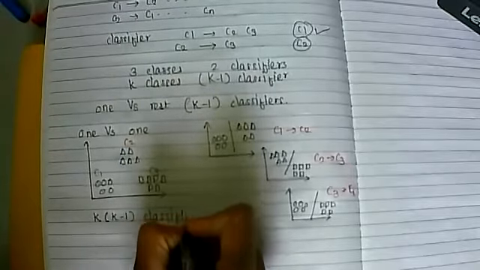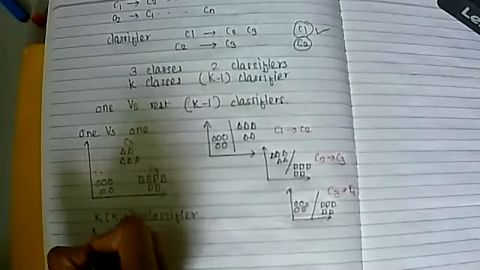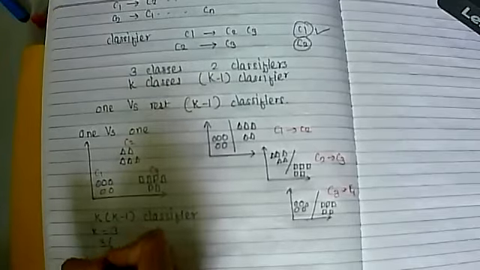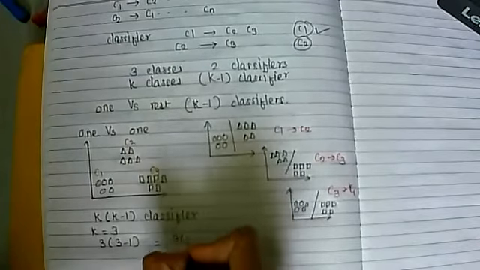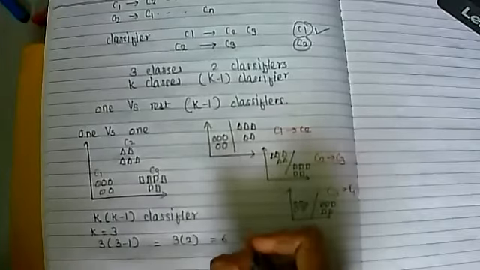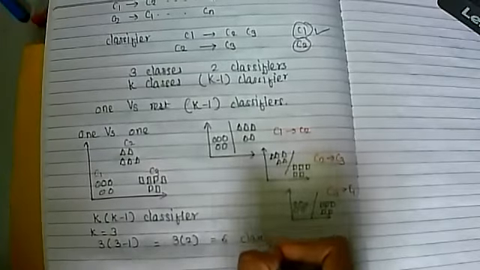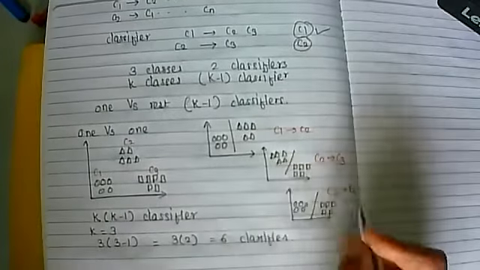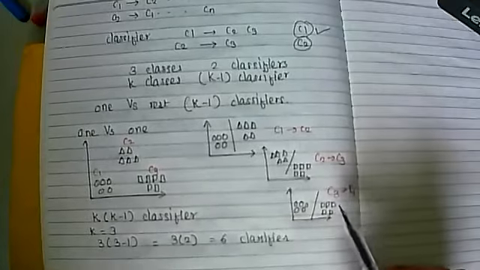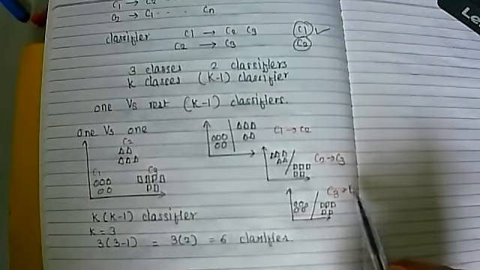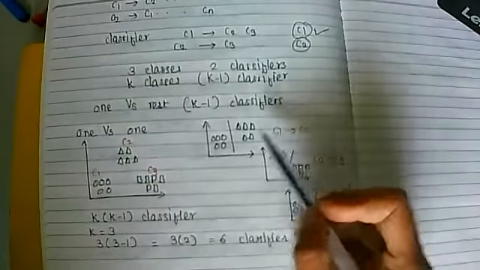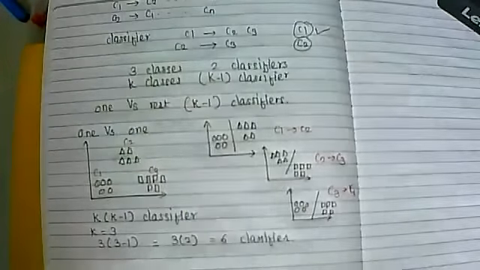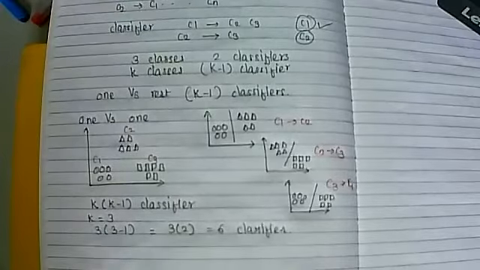Okay. Now in our case, for the 3 classes, the k value is 3. So 3 into 3 minus 1 equals 3 into 2, which requires 6 classifiers. Why 6 classifiers? Because C3, C1 can be treated as C1, C3, and C3, C2, C2, C1. So a total of 6 classifiers are required for 1 versus 1.